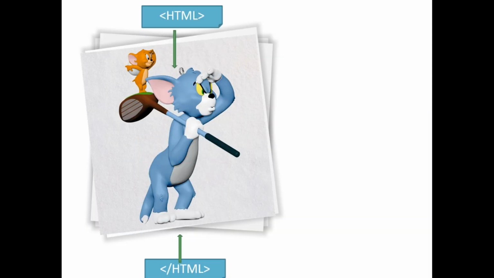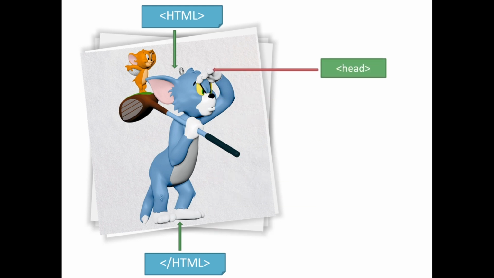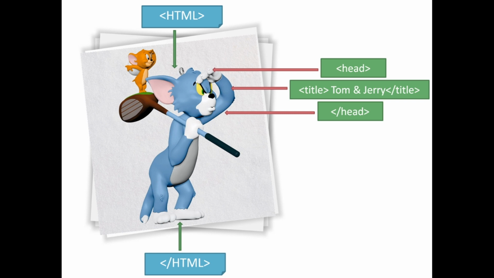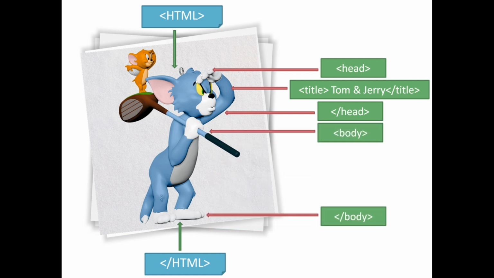We are familiar with four primary tags: opening HTML, closing HTML, opening head, closing head, opening title and closing title, and we will write this title tag inside the head tag. Opening body and closing body. Today we will get familiar with additional basic formatting tags which can be used in the body section of the HTML code.